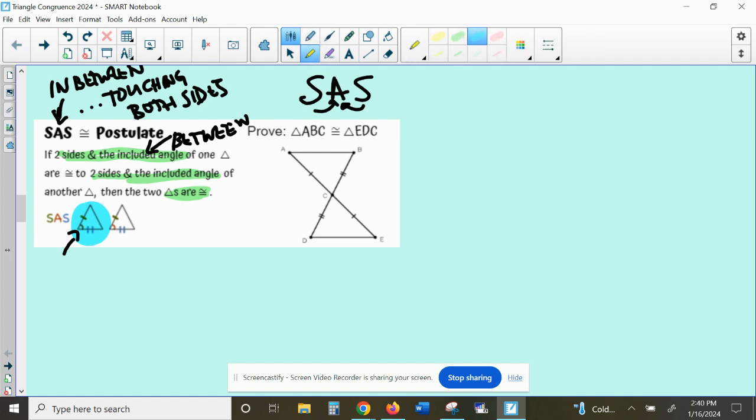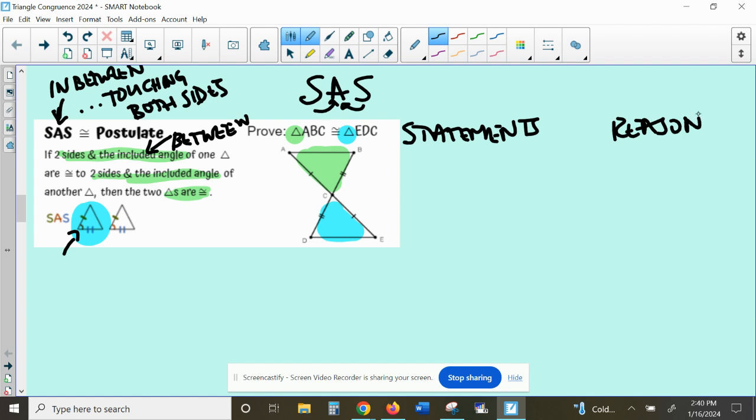So we're going to be talking about this blue triangle and this green one. The top one is the green one and the bottom one is the blue one. I sometimes like to color code them so I remember which triangle I'm talking about. Okay, so I have my statements and I have my reasons.